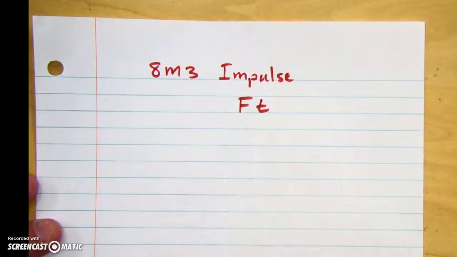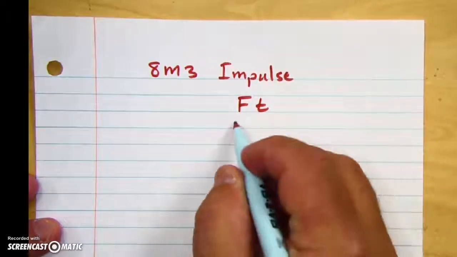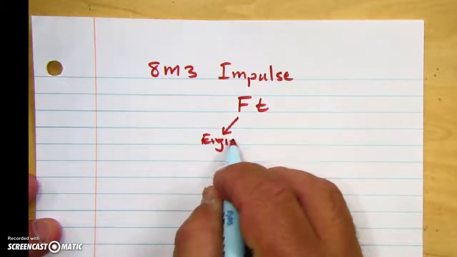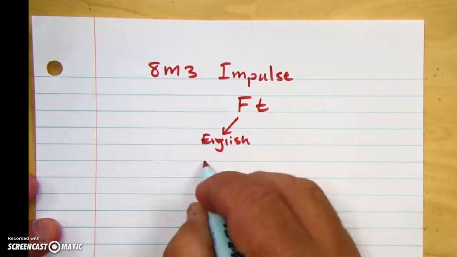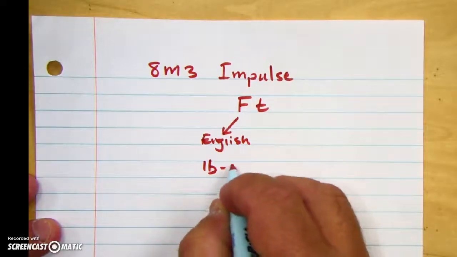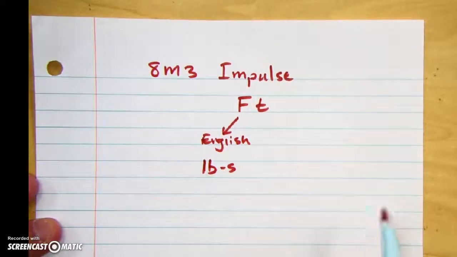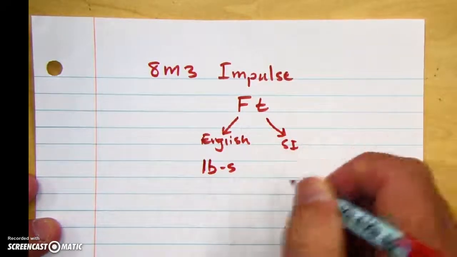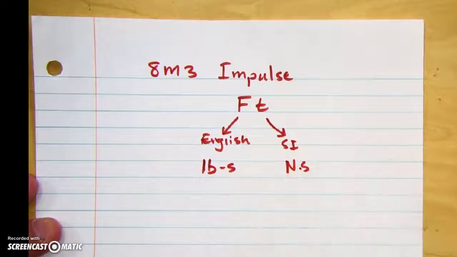First of all, a real quick look at the units. Force, again in the English system, is in pounds and time is in seconds, so it's pound-seconds of impulse. In the SI system, it's going to be newton-seconds.